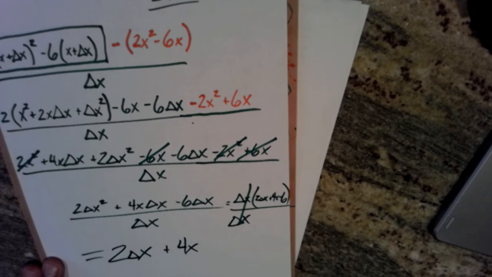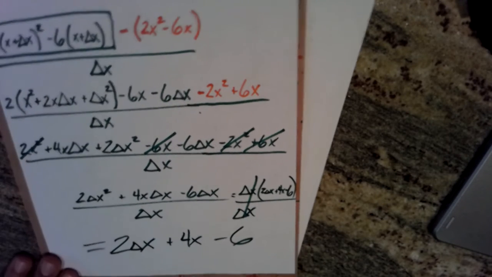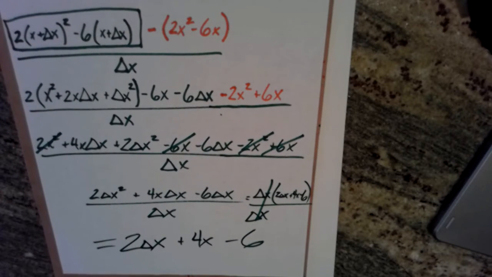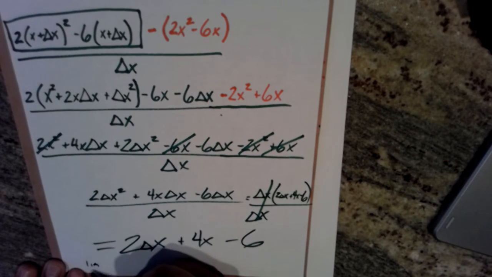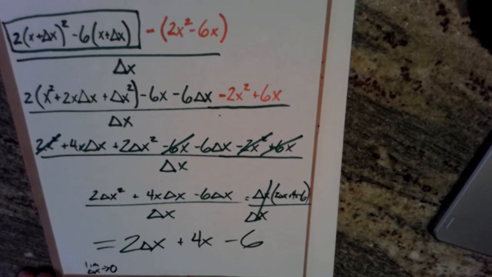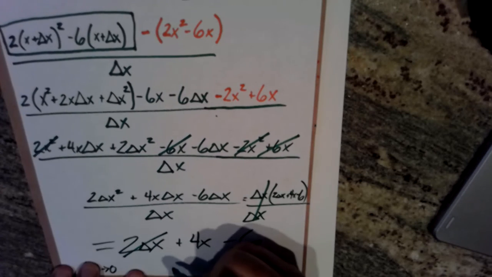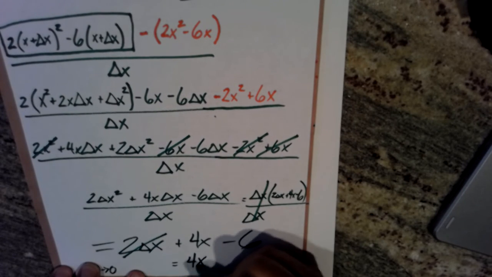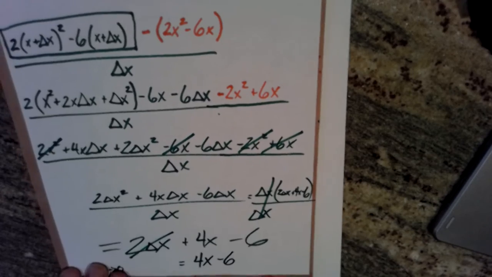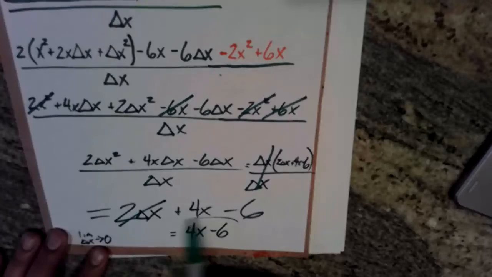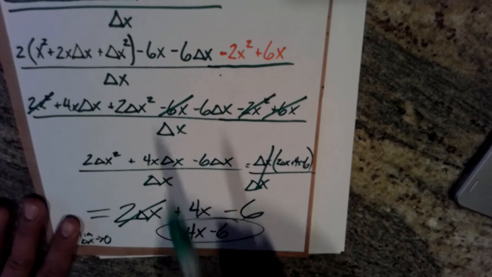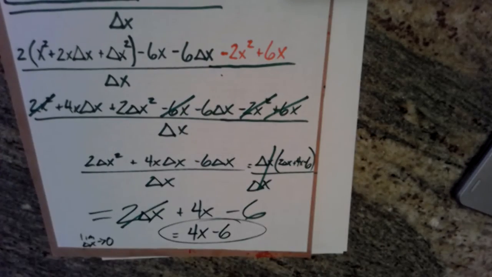So what you're left with is 2 delta x plus 4x minus 6. Well, we're looking for the limit as delta x approaches 0. So now we can put it in. That's going to be gone. 2 times 0 is 0. And you'll find that the answer to this question is 4x minus 6. Now, amazingly, when you get into Unit 2.1, one of the first things you're going to do is find out how to take the derivative of this thing, and you're going to get 4x minus 6 so much easier. I hope that helps. Boom!